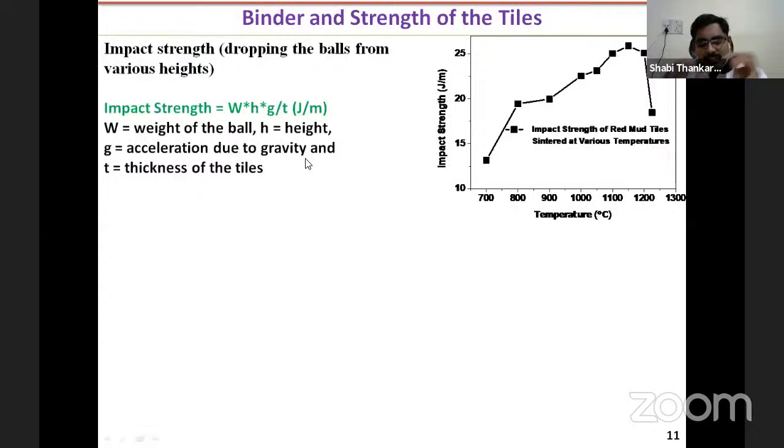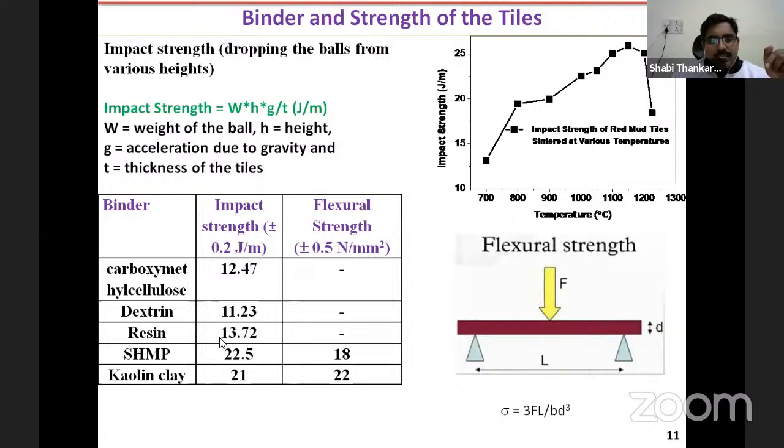When you make tiles, there are two things very important: strength and attenuation. For the strength, there is impact strength and flexural strength. These two are important parameters for use in a structural application. We did it as per the standard by dropping balls, and calculated the impact strength. We get an impact strength of 22.5 and 21 for SHMB and kaolin. Normally the standard value we must have is 18 joule per meter, but we are getting sufficient.